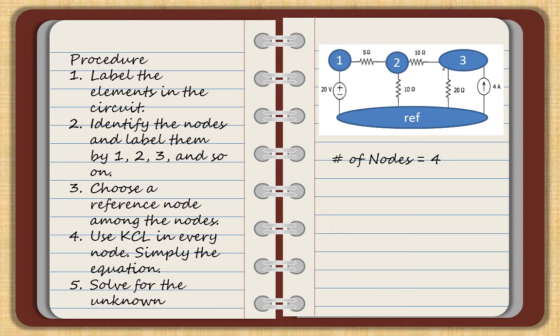In this circuit, the number of nodes is equal to 4. Therefore, if we're going to analyze it, the number of equations is just equal to the number of nodes minus 1, which is 3. So we have 3 equations in 3 unknowns. We're expecting to solve a circuit that has 3 equations in 3 unknowns.